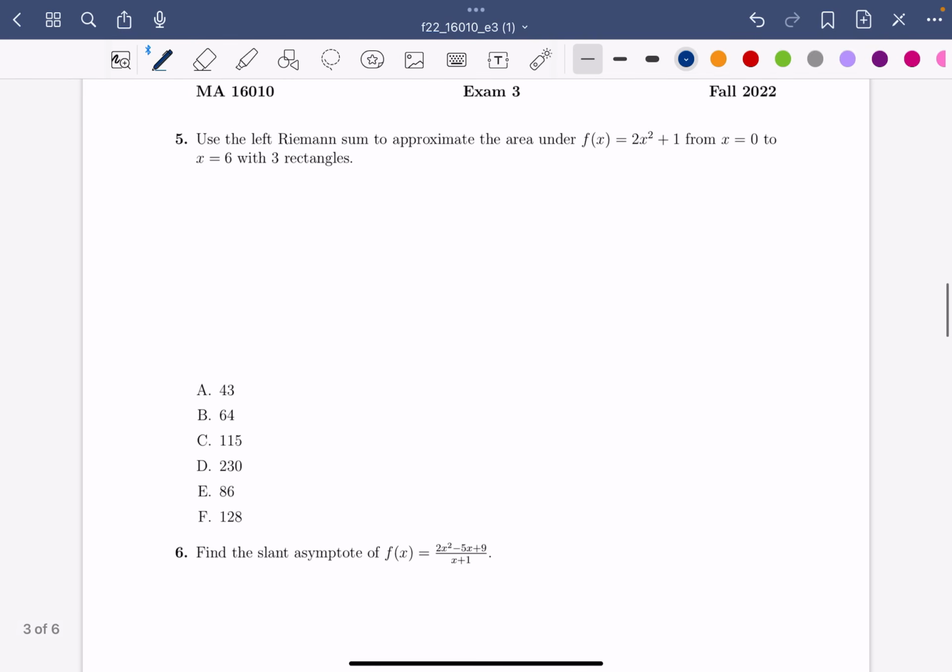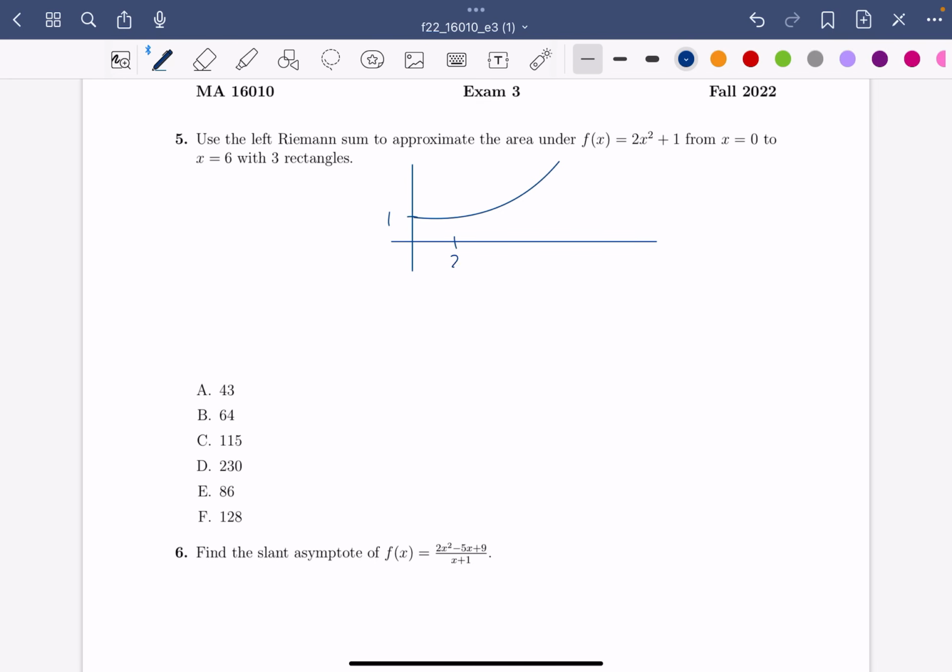Number 5. Use left Riemann sum to approximate the area under f of x equals 2x squared plus 1 from x equals 0 to x equals 6 with 3 rectangles. So with these Riemann sum questions, I really like to draw a picture. I think it helps a lot. So if I draw a quick picture, it's going to be really rough and kind of ugly, but it does the job, so I can't complain.